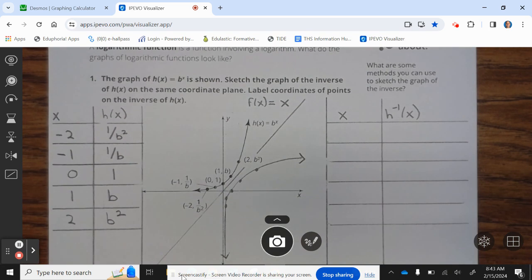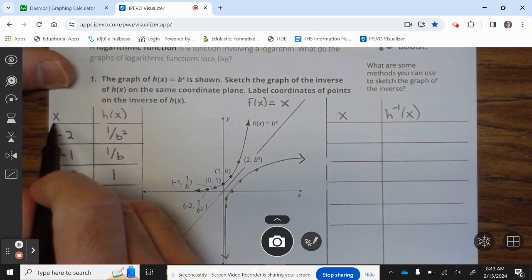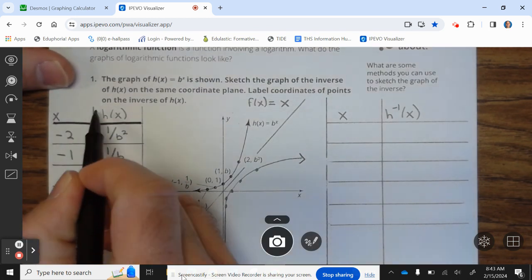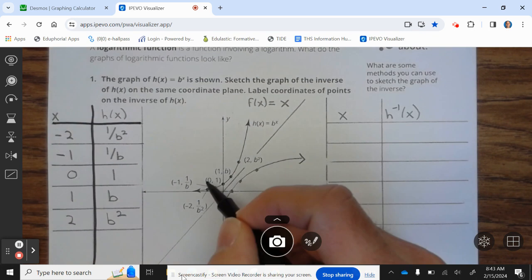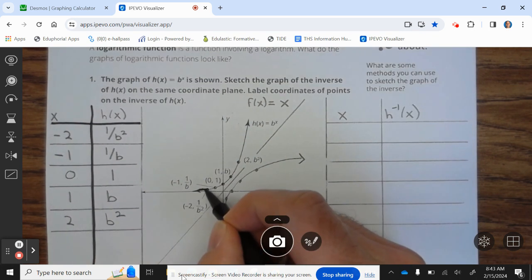Number 1, the graph of h of x equals b to the x is shown. Sketch the graph of the inverse of h of x on the same coordinate plane. Label the coordinates of points on the inverse of h of x. Okay. So here is h of x. And here's the graph right here.